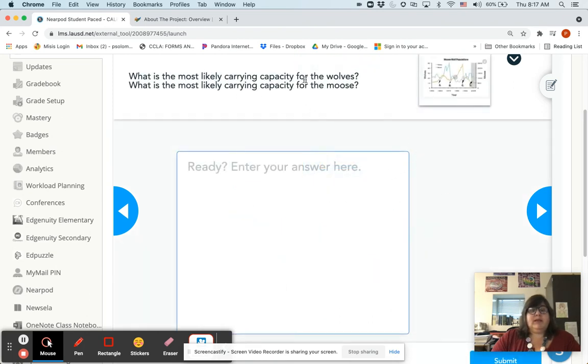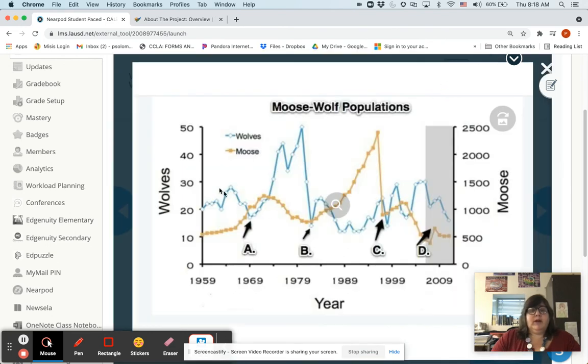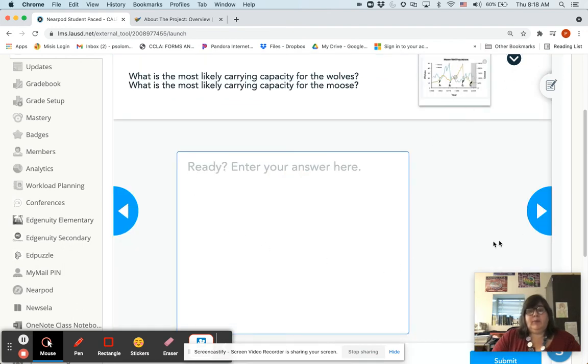What was the most likely carrying capacity? So what you should do is look at the graph and then look at where the population seems the most stable. Is it here? Is it here? For the moose, there's probably going to be two different lines for the wolves and for the moose. The wolves will have a different carrying capacity because they have a different set of numbers, a different limit on how big their population can get.